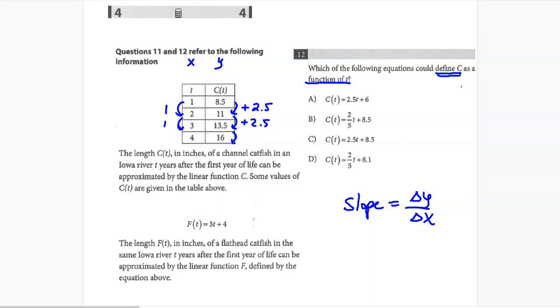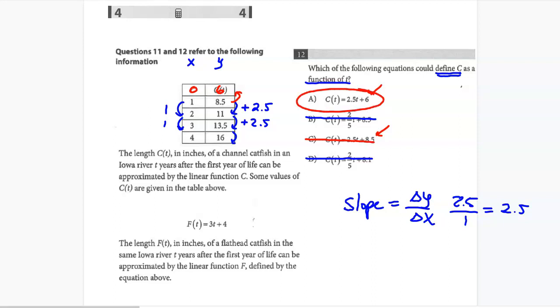So when I put change in y over the change in x, I end up with a slope of 2.5, which wipes out D and wipes out B. Now the back numbers are going to be decided by the y-intercept. Remember, the y-intercept occurs when t equals 0 or when x equals 0. So run the pattern backwards and go back 2.5, and you will get an answer of 6. So that wipes out C. Correct answer is A.